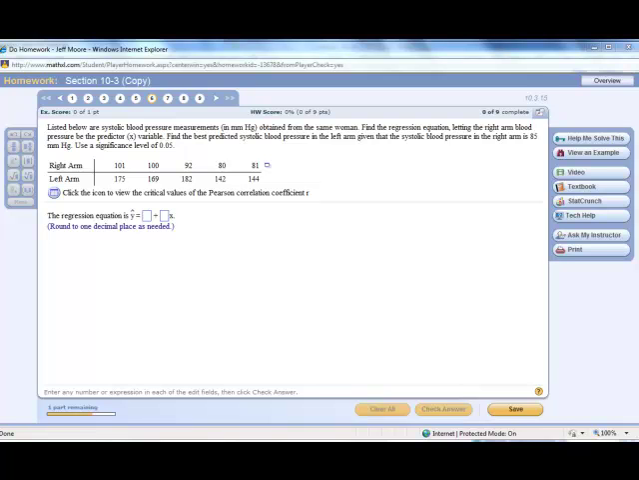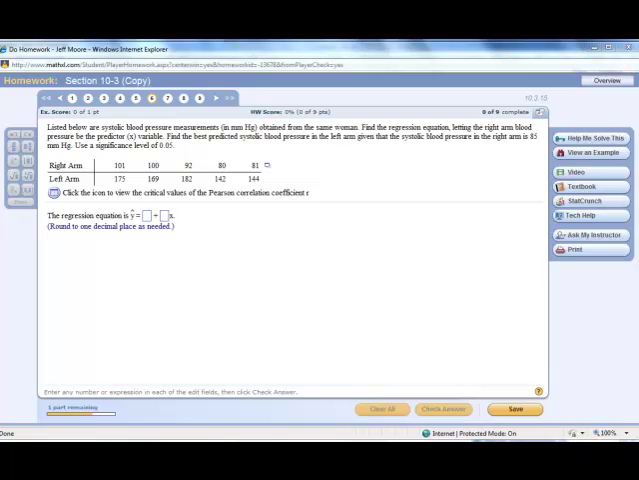Listed below are systolic blood pressure measurements in millimeters of mercury obtained from the same woman. Find the regression equation letting the right arm blood pressure be the predictor X variable. Find the best predicted systolic blood pressure in the left arm given that the systolic blood pressure in the right arm is 85 millimeters of mercury. Use a significance level of 0.05.